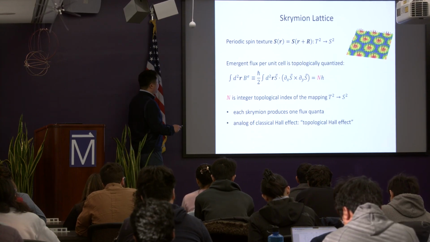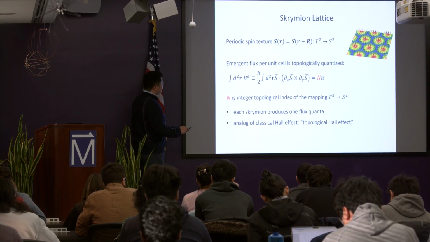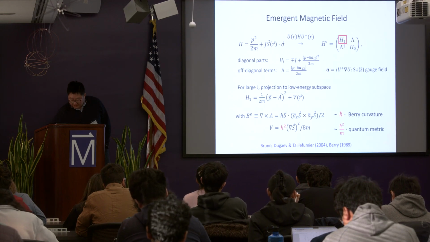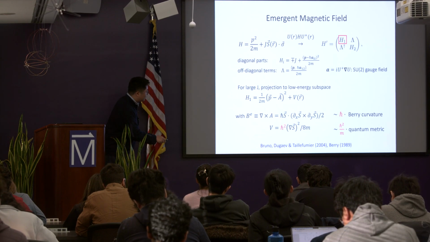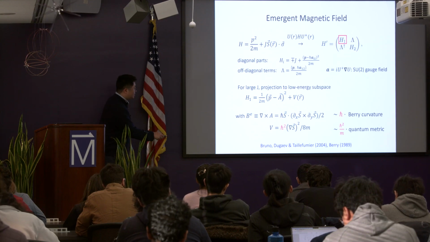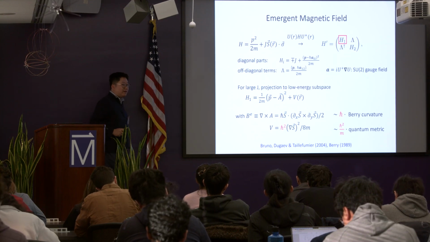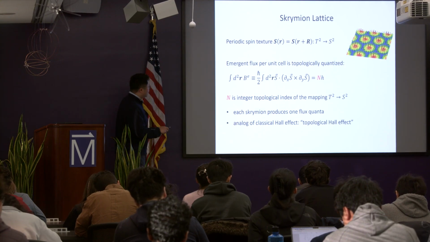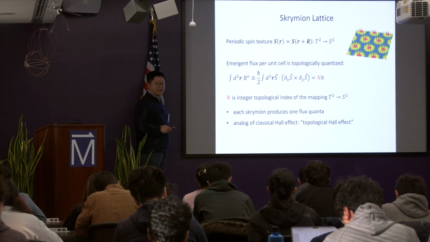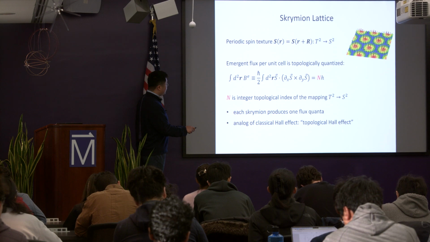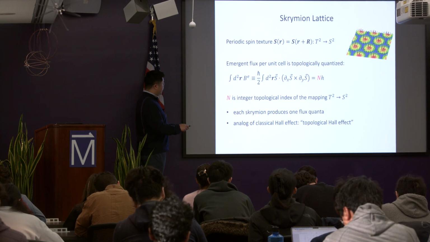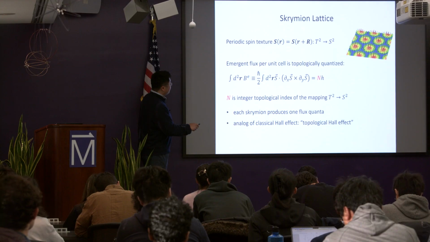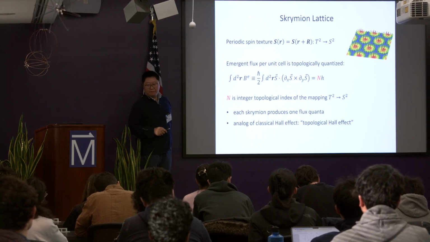Okay, and in this case, the emergent magnetic field is given by this quantity, which is sometimes called a spin chirality. It's non-zero when spins form a non-coplanar pattern. But if you look at the total flux through a unit cell, this quantity is actually topologically quantized. It's guaranteed to be equal to the integer winding number of this map from the torus into the Bloch sphere.